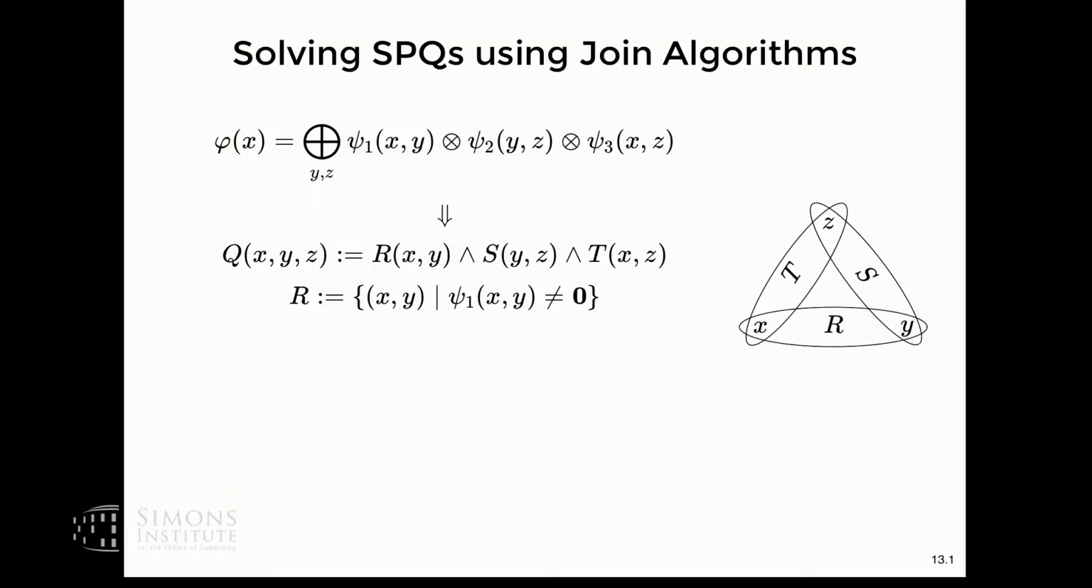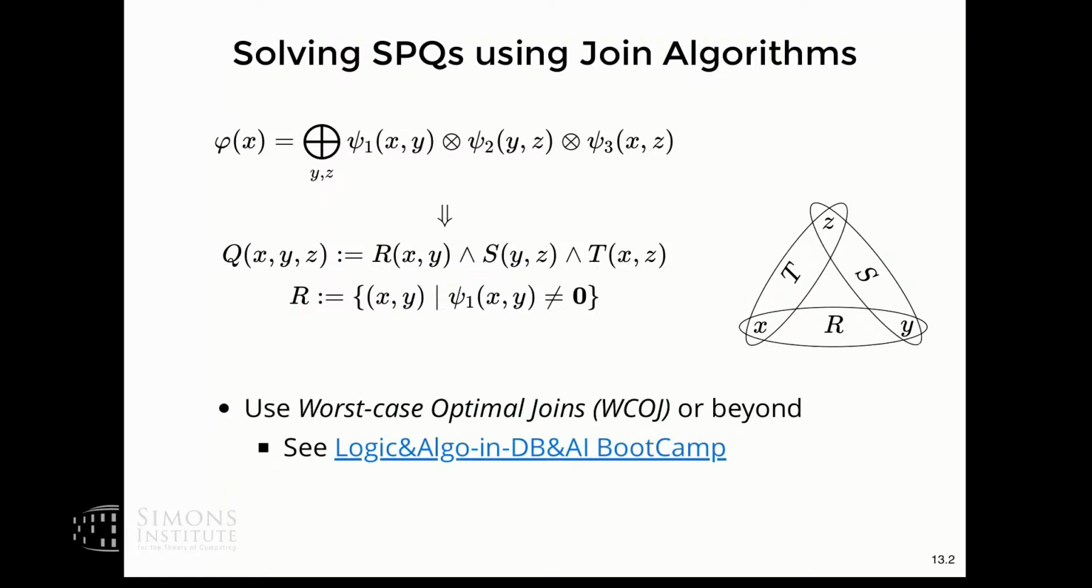And now, once we solve this join query, we can list tuples xyz that satisfy the join. For each one of those tuples, compute this product, and then sum away the y and z to get our target function. And we can do this using either a worst-case optimal join algorithm or some beyond worst-case optimal join algorithm. If you need more information or background about worst-case optimal join algorithms, Hung actually in the bootcamp of this program about a month ago gave a couple of nice tutorials.